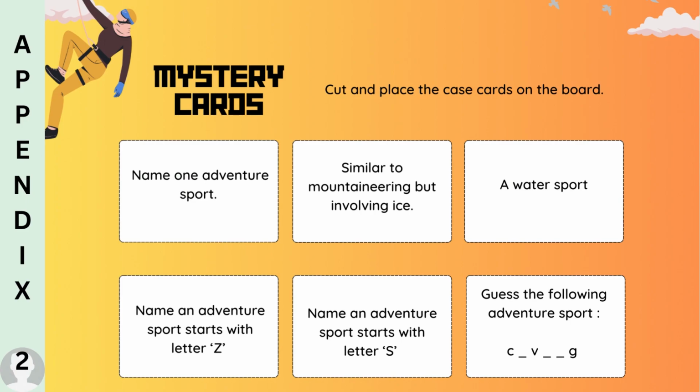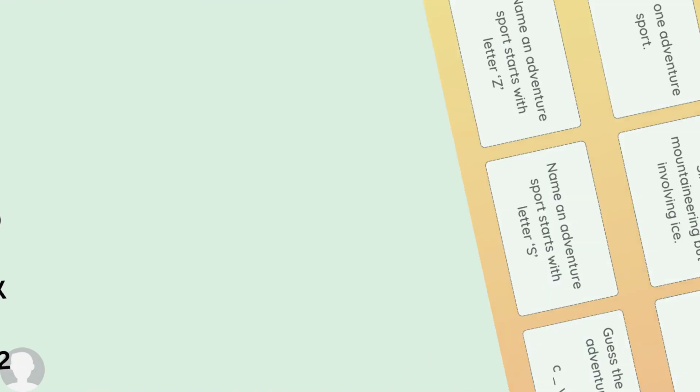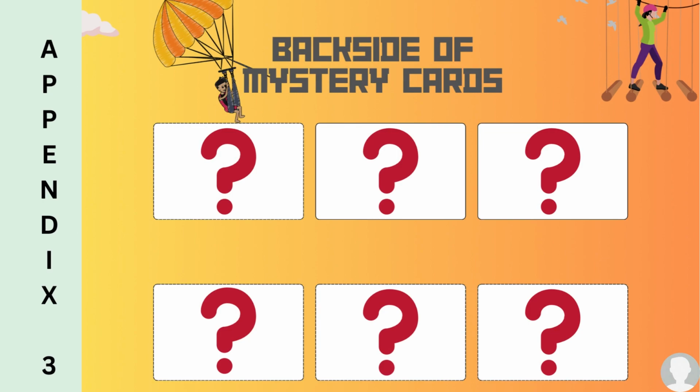So, this is the template for mystery cards. Teacher may include as many or various mystery cards related to the theme. Since this board game is designed to cater to Year 6 pupils for Module 3, Adventure Time, hence, these mystery cards are about adventure sports. This is the backside of the mystery cards.